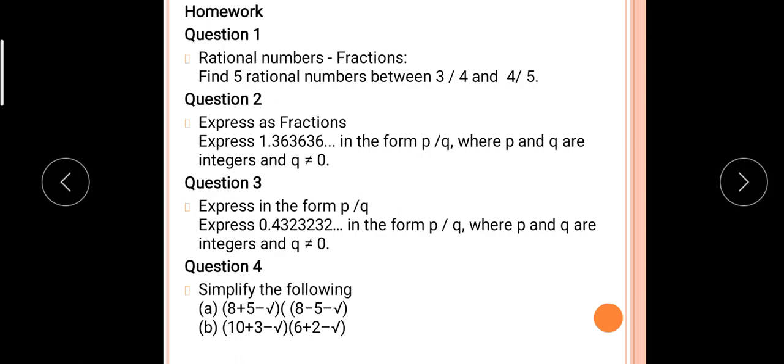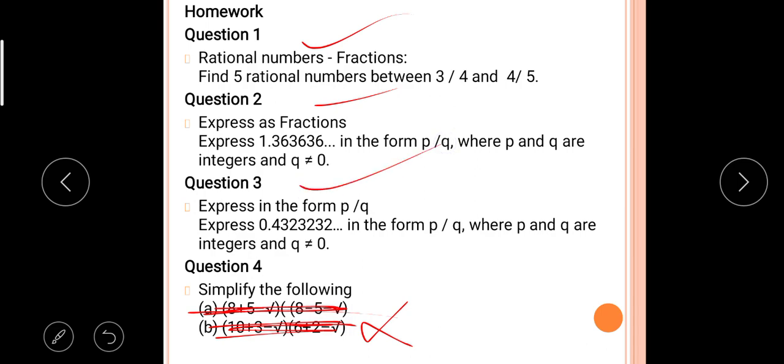I think this one is wrong, this one don't do. This was printed wrong. So this first, second and third, these 3 questions you have to do. Try to do. If you are not getting them, I will send the answers.